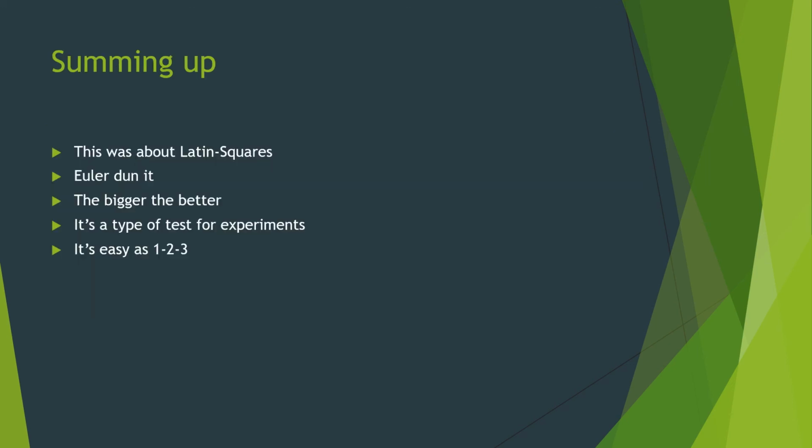In summary, Latin squares were originally created by Euler as a type of statistical test for experiments. It's important to remember that the bigger the squares, the more degrees of freedom we'll have. We can populate the data from the squares into tables and classically perform statistical analyses on them in order to determine further results of the tests.